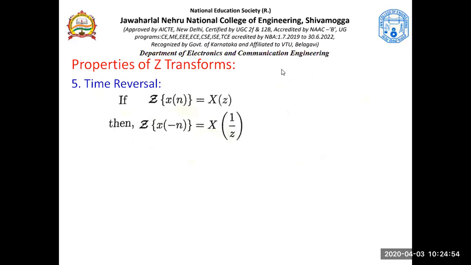See here, if you have x of n, the z transform of that is x of z. But if you have a time reversed or a negative or a reflection of x of n, the z transform of the reflection of x of n is x of 1 by z. So in place of x of n, if you have x of n, it is x of z. If you have x of minus n, it is x of 1 by z. So negative time will invert z, that is the meaning of this. Okay, so what is the proof of this? Proof here: x of minus n. In place of x of n, you bring x of minus n.